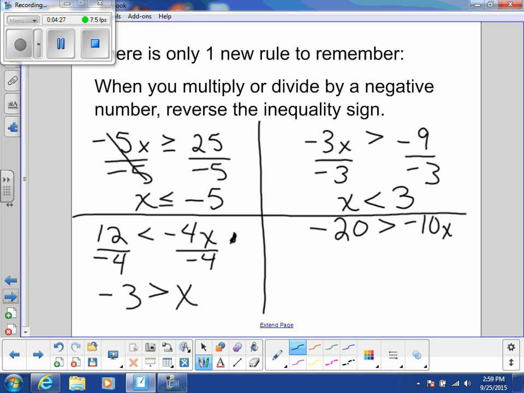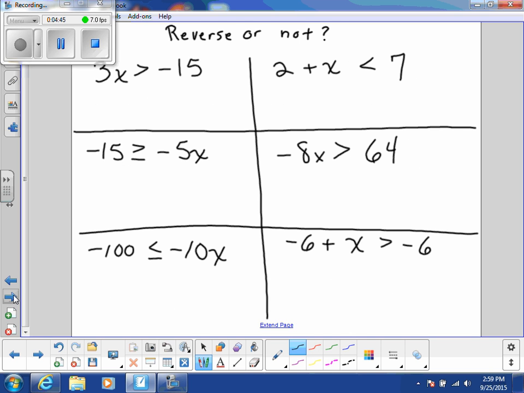So I will divide by negative 10 in the last equation because that's the coefficient. Every time you find yourself multiplying or dividing by a negative number, flip that inequality sign around. All the other rules stay the same. So look at these 6 examples. We'll look at these one by one and decide, are we going to reverse or not.